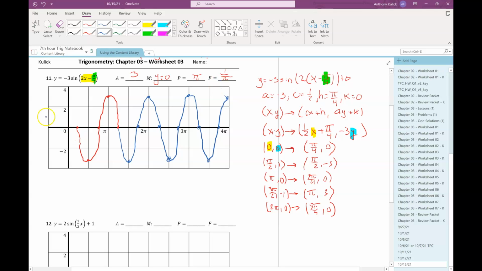And the same thing on to the left. So maximum, midline, minimum. There's my picture. All those zeros.